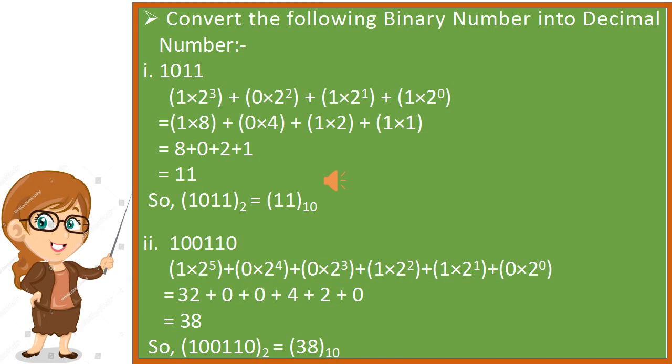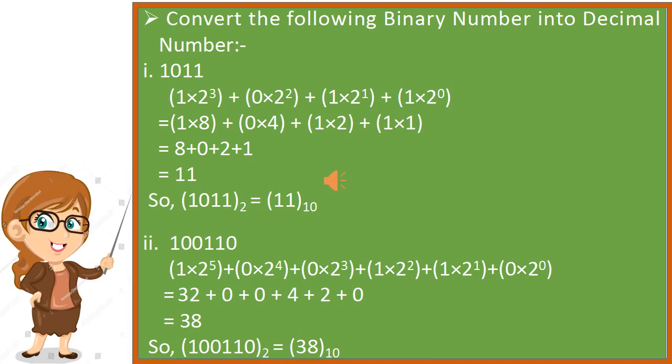We will get 1 into 8 plus 0 into 4 plus 1 into 2 plus 1 into 1. We will get 8 plus 0 plus 2 plus 1. Adding this, we will get 11. So binary number 1011 is equivalent to 11 in decimal number. The second one was 100110. Similarly, we will solve this.